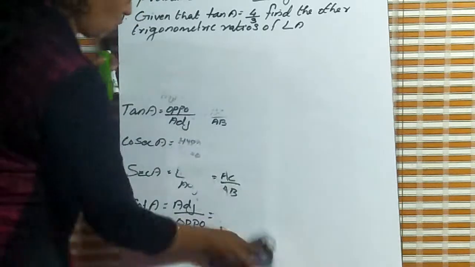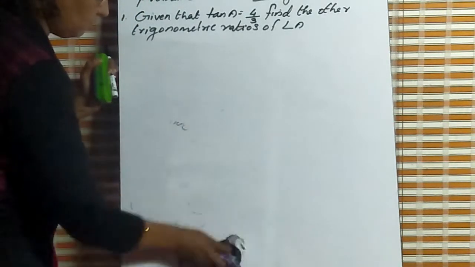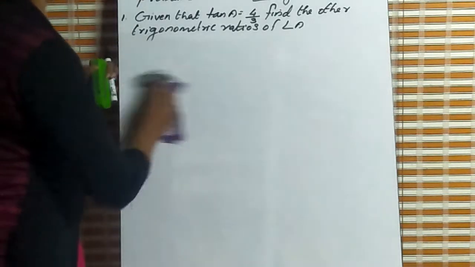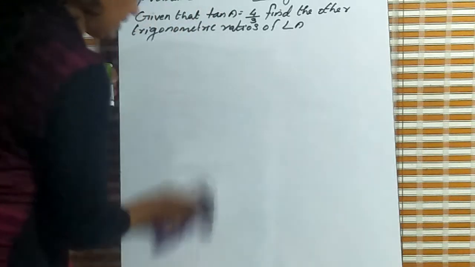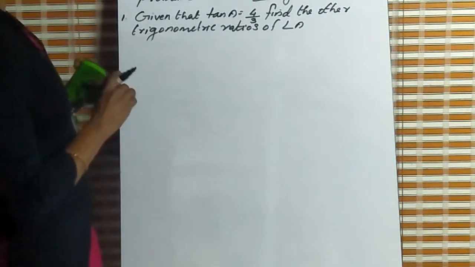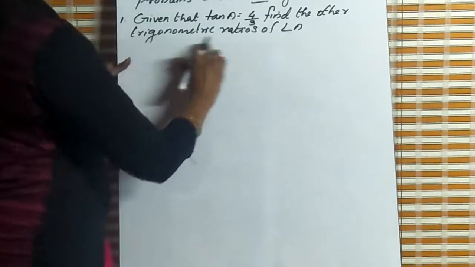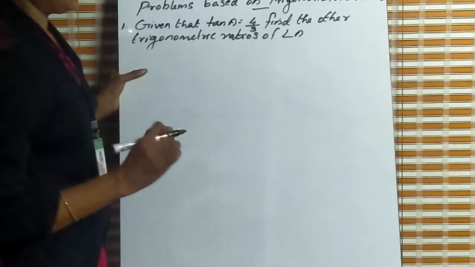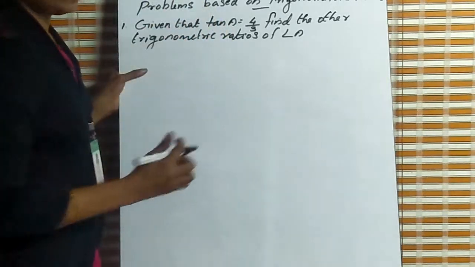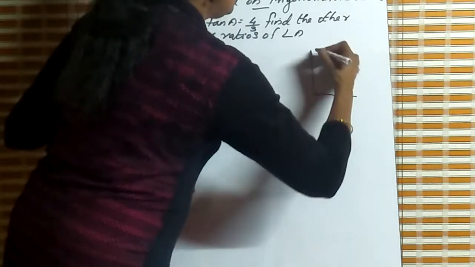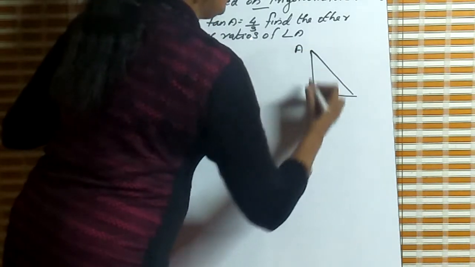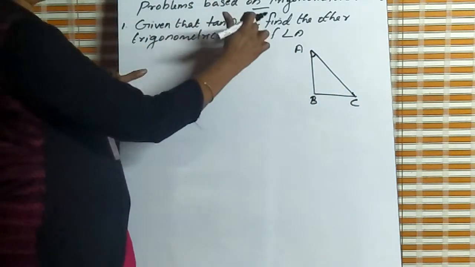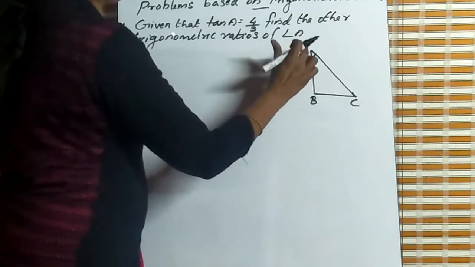These are the 6 trigonometric ratios based on the two acute angles of a right-angled triangle. Now we are going to solve problems relating to trigonometric ratios. First question, look at the board. Given that tan A is equal to 4 by 3. Find the other trigonometric ratios of angle A. For that, we draw a right-angled triangle ABC and take its acute angle A.